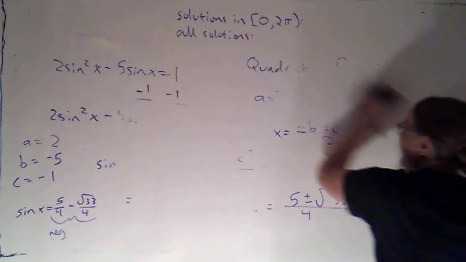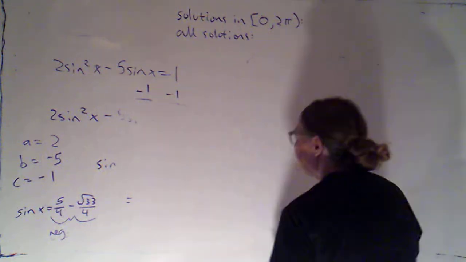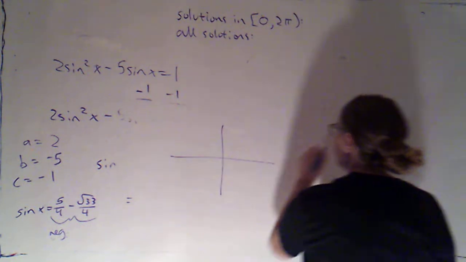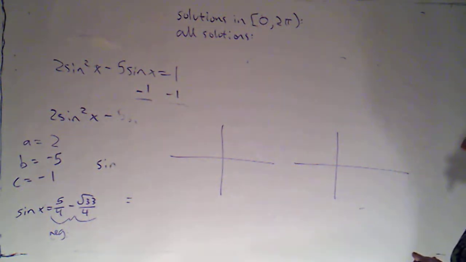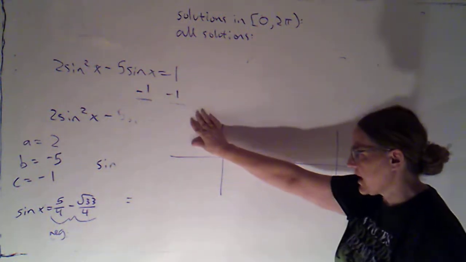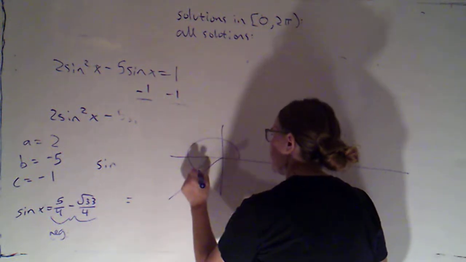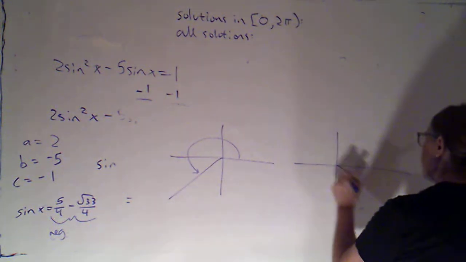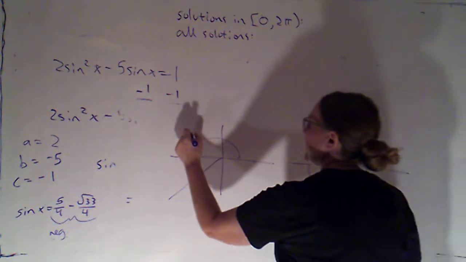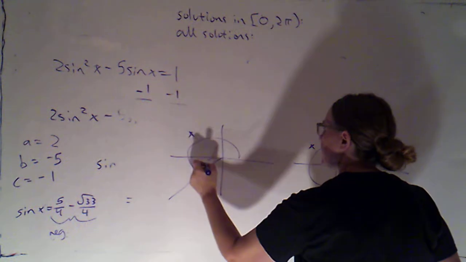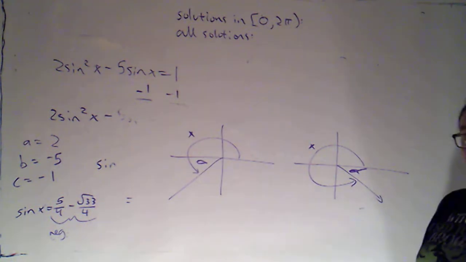So now I need to find my solutions. So I'm going to think, what quadrants is sine going to be negative in? Well, not quadrant 1, not quadrant 2, but sine would be negative here in quadrant 3 and here in quadrant 4. So I'm going to have a value of x in both of those quadrants, and then alpha is going to be my reference angle.